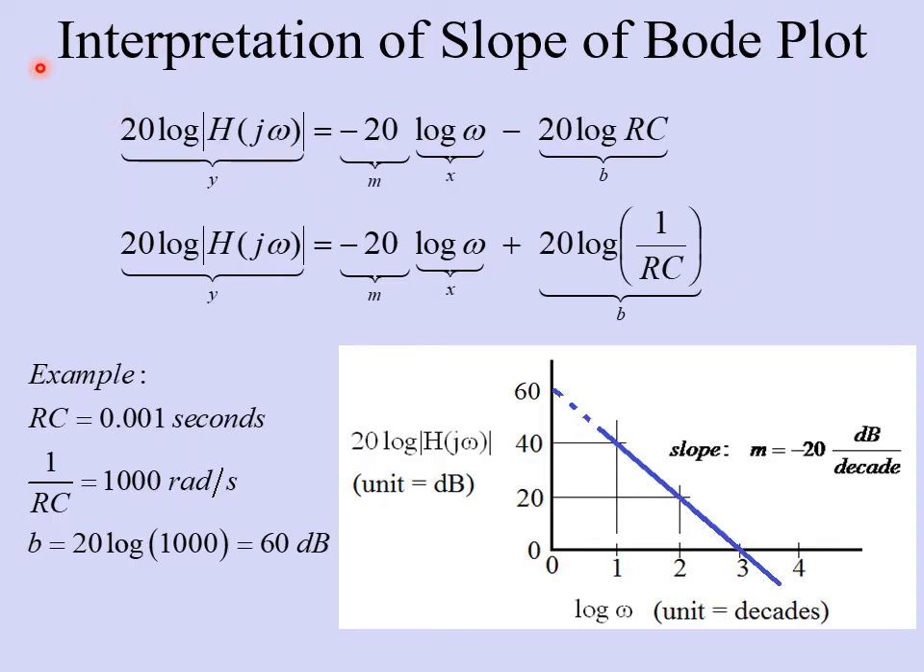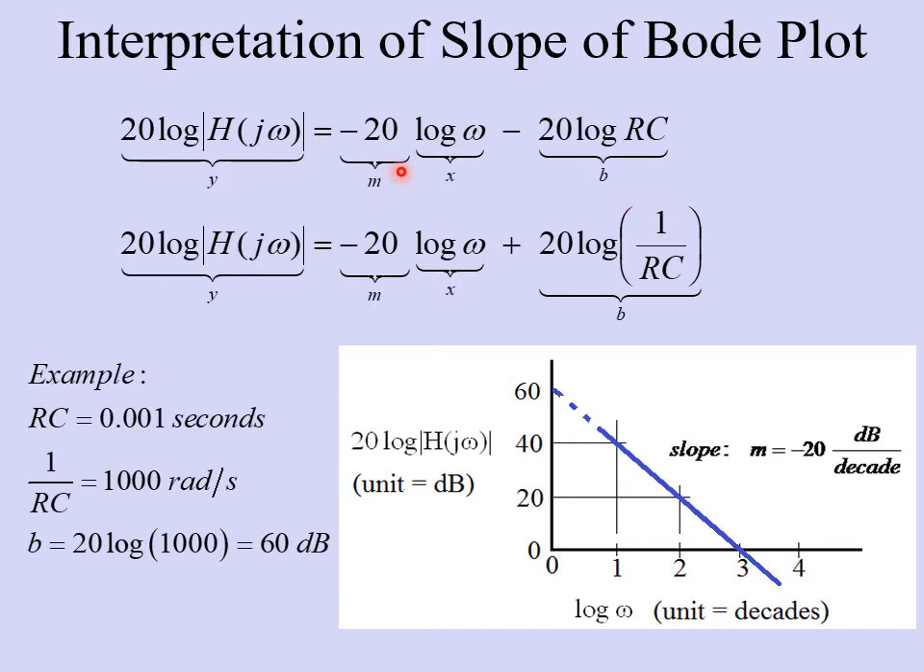So this is some more detail on interpreting the slope of the Bode plot. Here was our result from the last slide. We have 20 log of magnitude H of j omega, which we can think of as our y. We got minus 20 times log of omega, but since we're plotting log omega in units of decades of frequency, where each decade is an order of magnitude, log omega is like x. Therefore the minus 20 is our slope, m, and this is our y-intercept, 20 log of RC.